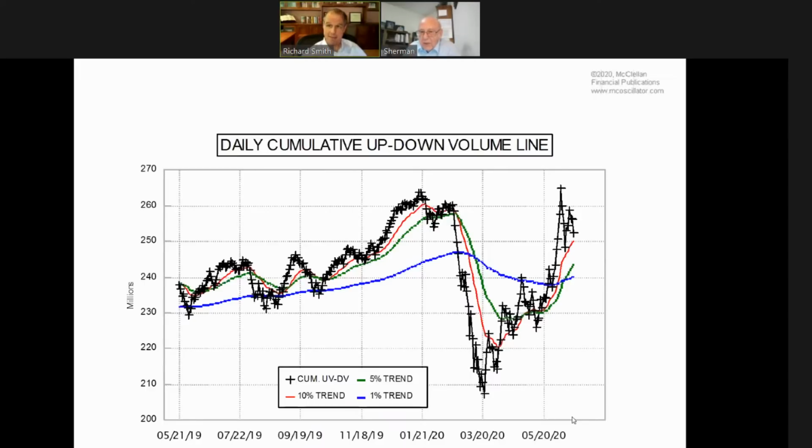And this is the heartbeat of your work and the McClellan Financial Report, right? Using market breadth to really get a sense of liquidity in the markets. And you don't go anywhere without this. You don't use cycles. This is the basis for the McClellan Oscillator and Summation Index.